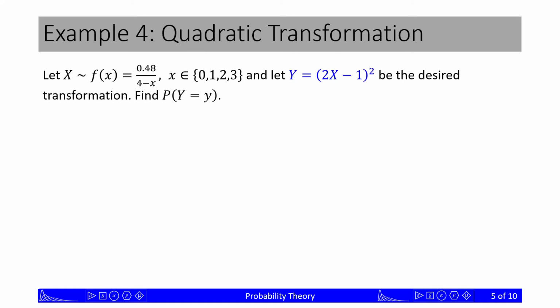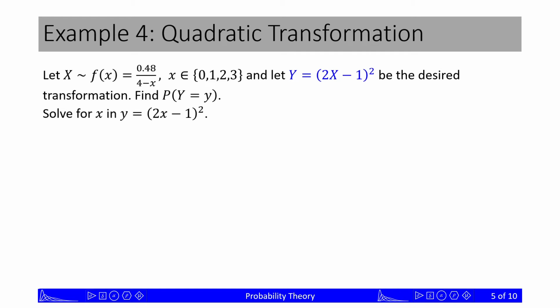In example 4, we explore the effects of a quadratic transformation on this discrete distribution where x takes the values from 0 to 3. The transformation is defined in such a way that we have a linear transformation that is squared. There are other ways to define a quadratic transformation, such as a times the quantity x minus b squared, but our expression is one that does not have many published examples.